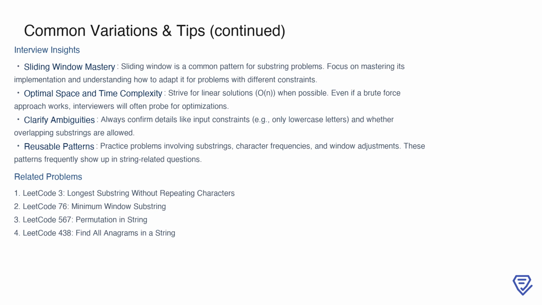Another key tip is to clarify any ambiguities in the problem. For instance, confirm whether only lowercase letters are allowed or if overlapping substrings are permitted. This not only ensures you're solving the right problem but also demonstrates good communication skills. Finally, working through related problems can help you recognize reusable patterns. For example, problems like longest substring without repeating characters, minimum window substring, permutation in string, and find all anagrams in a string all involve similar concepts like substring manipulation, character frequency tracking, and window adjustments. By practicing these, you build a strong foundation for tackling any variation of this problem.